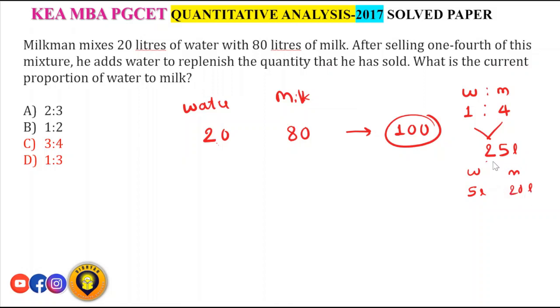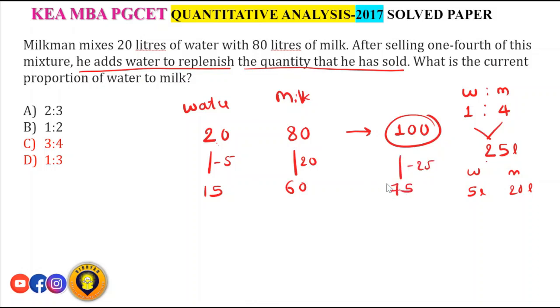So this 25 also should be in the ratio 1:4. So 5 liters water, 20 liters milk. So 5 liters water is removed, 15 liters is remaining, and 20 liters milk is gone. So 60 liters milk is remaining. Now he adds water to replenish the quantity that he has sold. He has sold 25 liters, right? So now the remaining is 75.